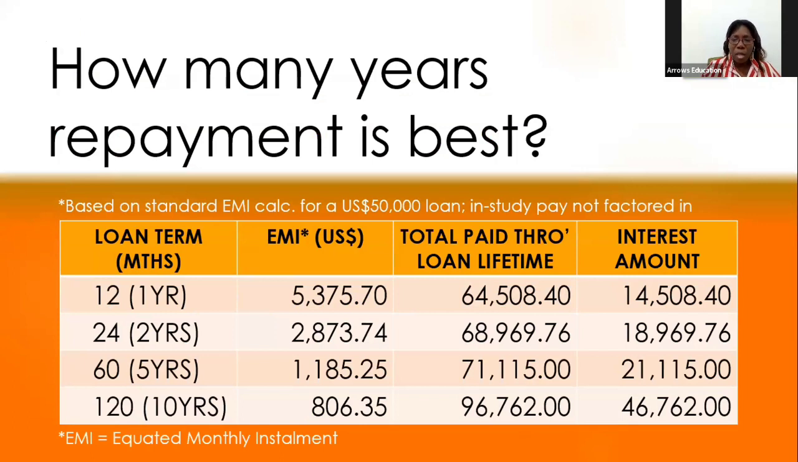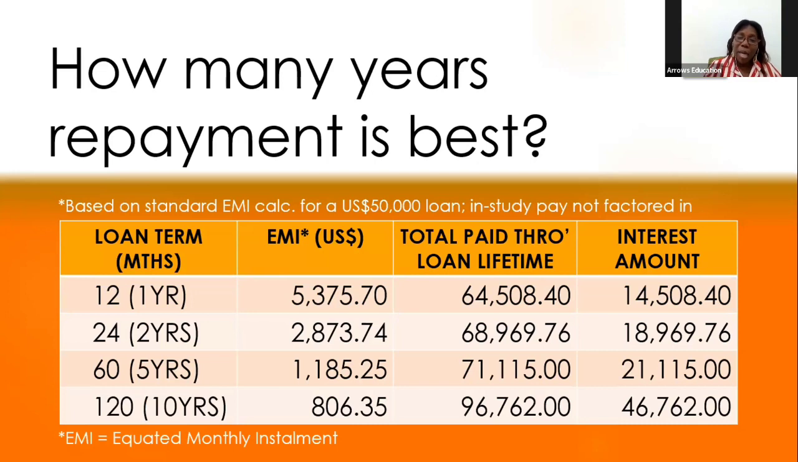For a loan of $50,000, that's what I've done here. So if you take a loan of $50,000 to cover both your living expenses and your tuition, maybe you are attending one of the top institutions, an Ivy League university, or your course is very expensive. Now you have taken a loan of $50,000. If you want to pay back within 1 year or 12 months, you're going to be paying $5,375.7 every month.